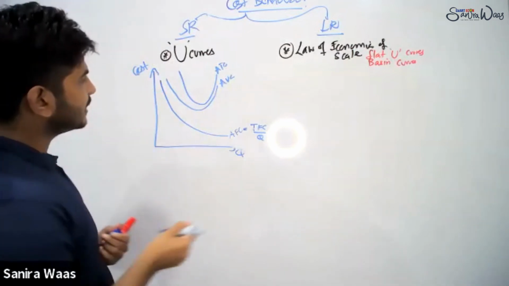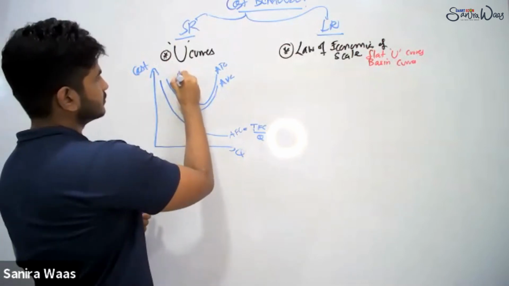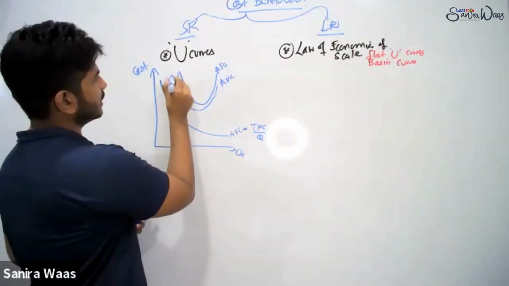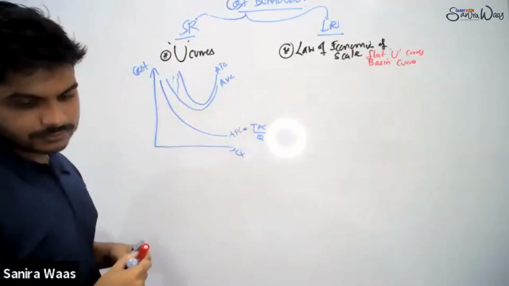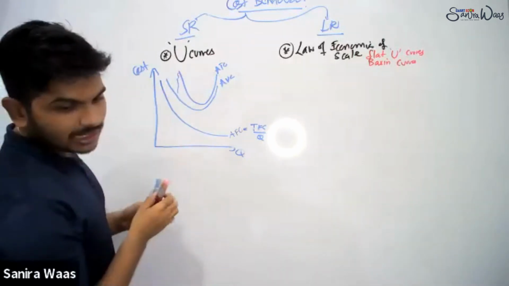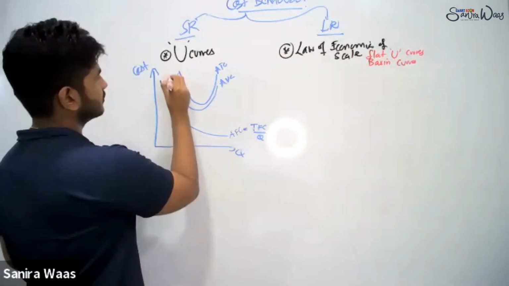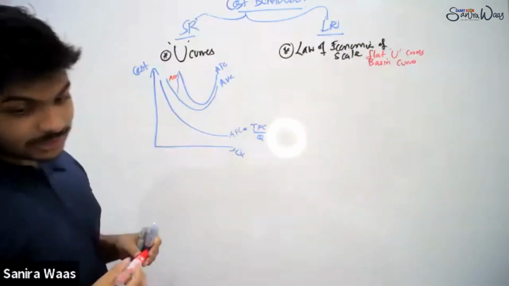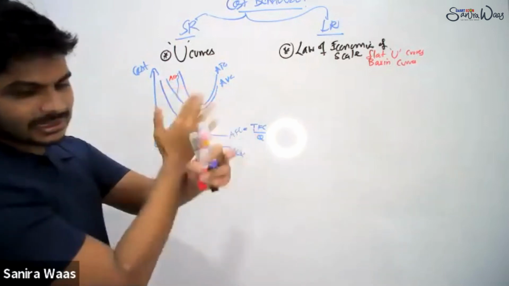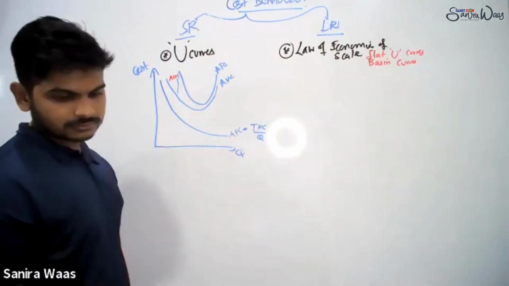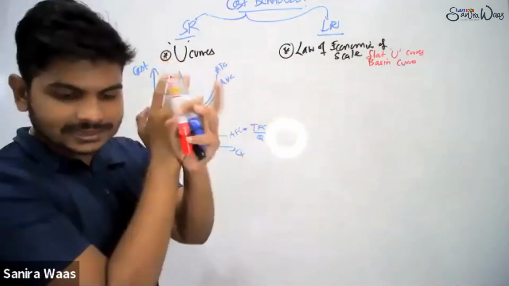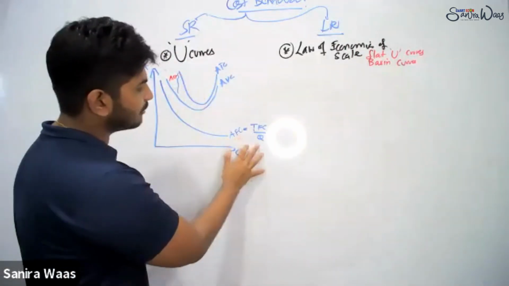What is the difference between these two curves? Yes, this is your AFC. Right. My next question, can these two curves intersect each other? You can't have this intersection because AFC never becomes zero.